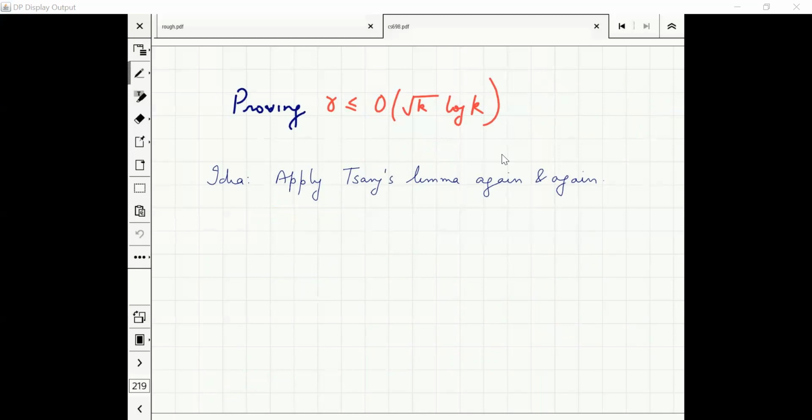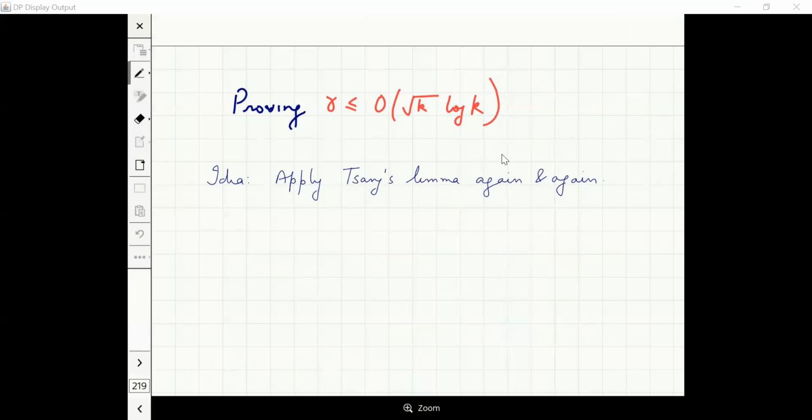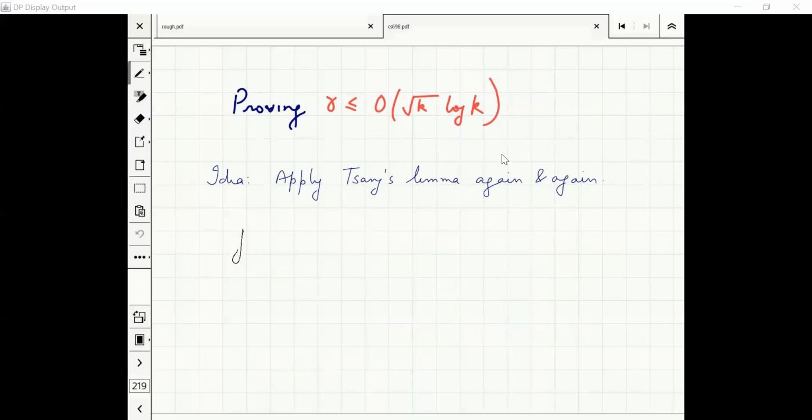Yeah. So remember what happened. We applied Sang's lemma once. We got a bound of root k. A very natural approach might be to apply Sang's lemma again. What do I mean by that? So we had function f. What were the number of parities it depended upon, or the number of active parities? They were k, right? That is the sparsity.